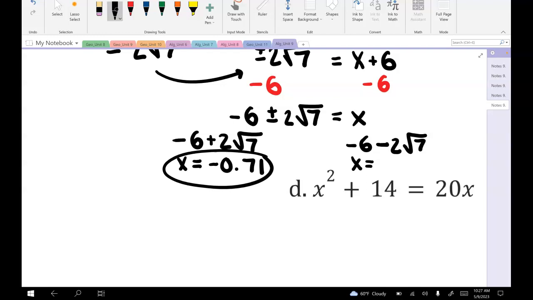The other answer, we take negative 6 minus 2 square root of 7. We get out negative 11.29. So there we have 2 answers for x. Up here is what we would call our exact answers, which we dealt with earlier in the unit, but now we're going to approximated answers. It's where we actually go through and use our calculator to get out a number.